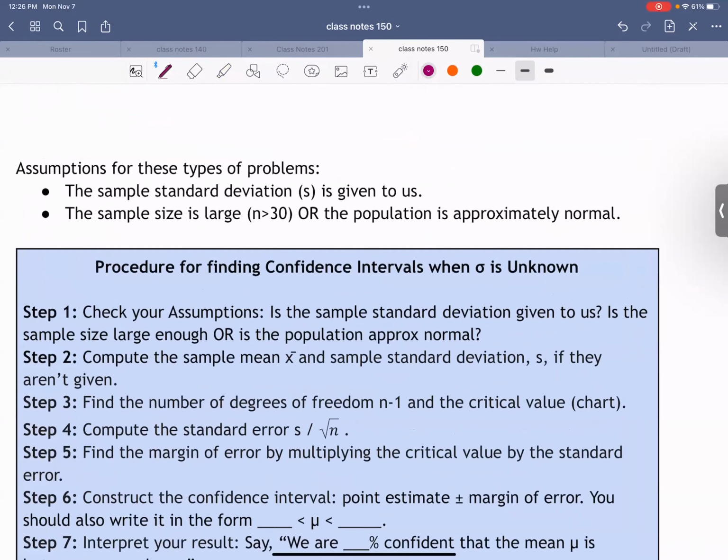So for these things, Ariel asked a really good question. Do we use the same assumptions? The answer is yes, okay. One of the assumptions is slightly different, right? The last section asked you to see if sigma was given. Here, we're wondering if S is given because that's what we're looking for if we can do this process, right? So instead of sigma, we're looking for S. We're also going to ask ourselves, is the sample size large enough? So is N bigger than 30? Or is the population approximately normal? So same sort of assumption going on here, okay?